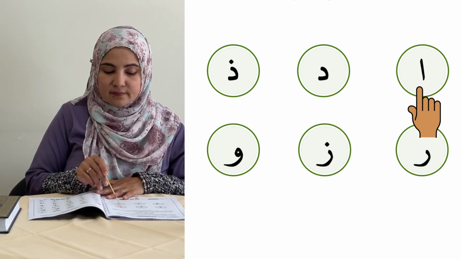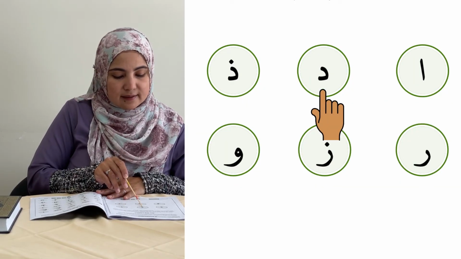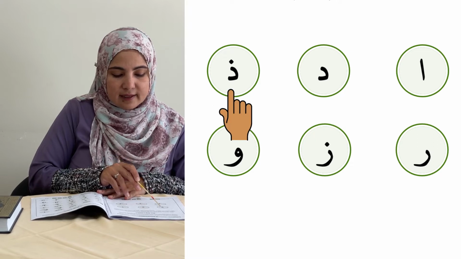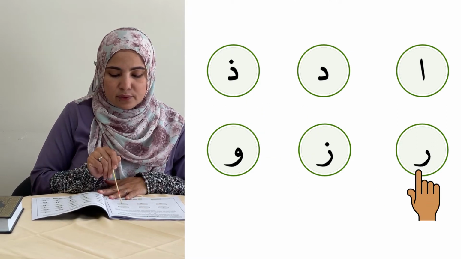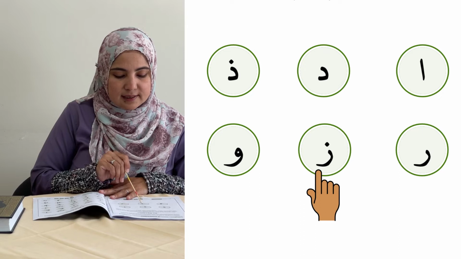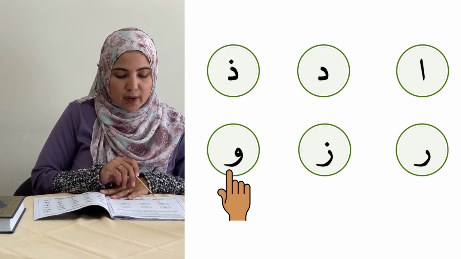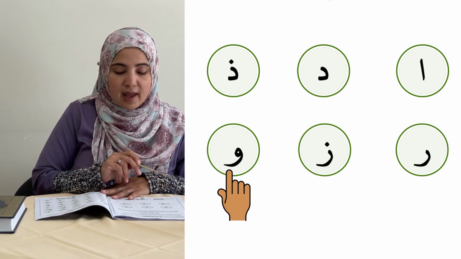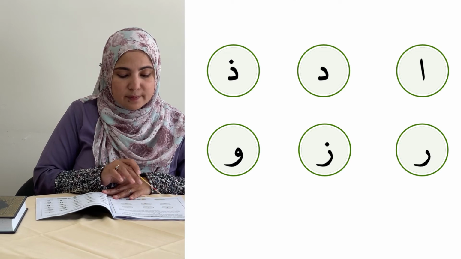They will always need someone in front of them. And they retain their shape when joined with others. So there are 6 shy letters. So what are they? Alif, dal, zal, ra, zay, waw. Now have a look at the shapes.